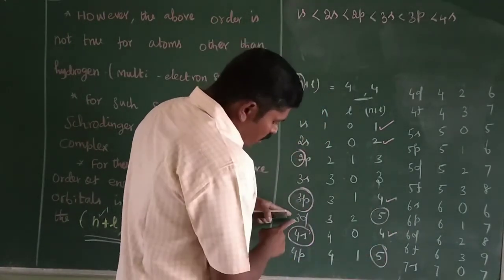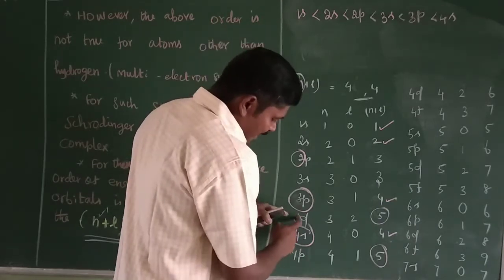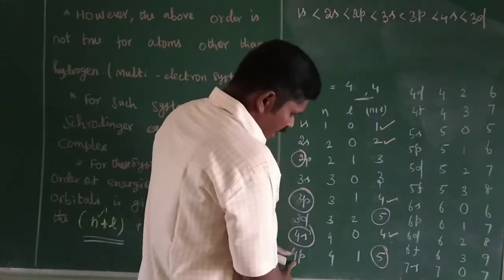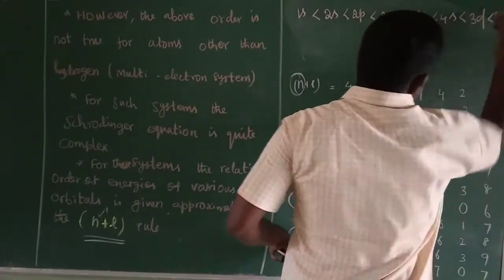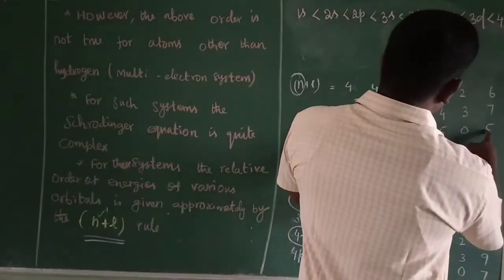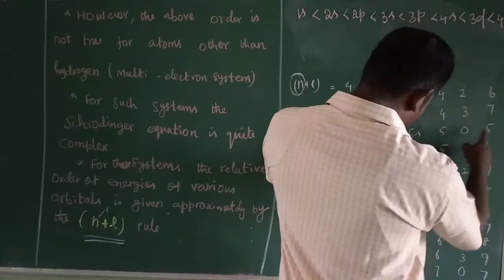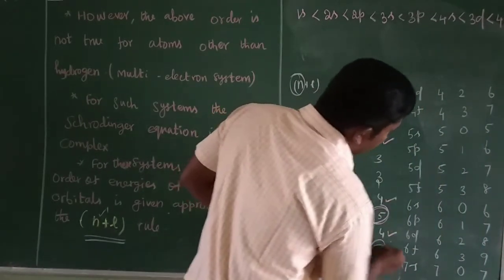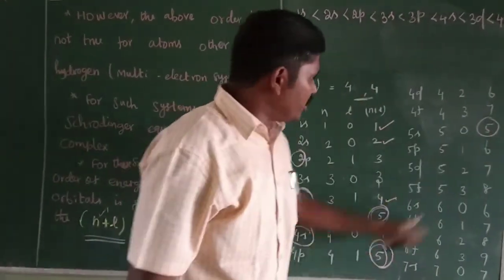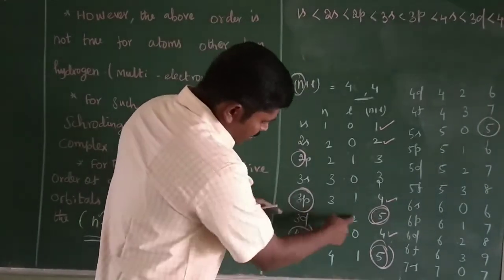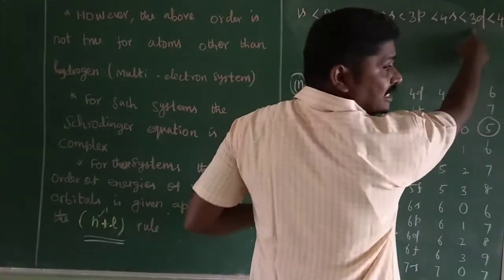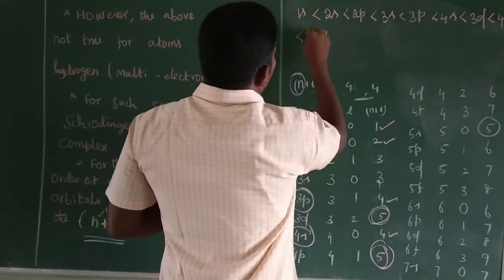Then the value 5: 3d, 4p and 5s, the same value 5 in three places. We decide by the n value: 3d has n 3, 4p has n 4, and 5s has n 5. So first 3d, then 4p, then 5s.